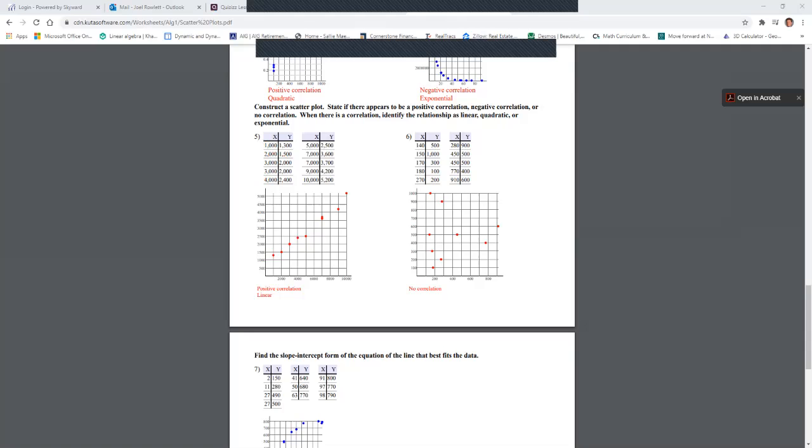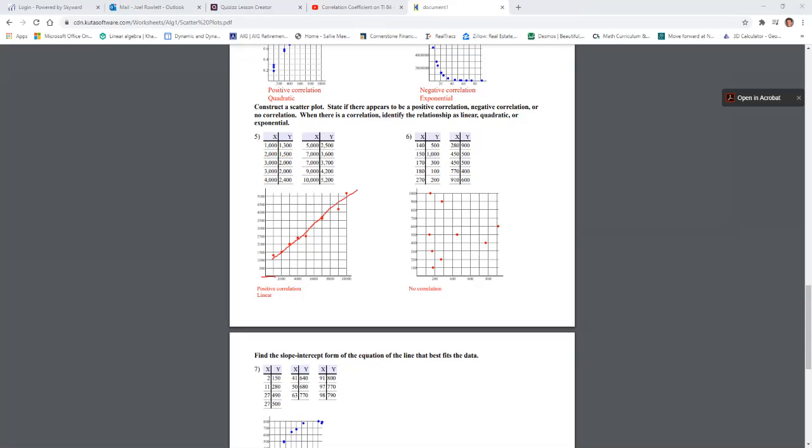And we can see that this is definitely a positive correlation, and it's almost linear, and that's why they have positive correlation and linear. In fact, this is very linear, I would say that this has an R value that is very close to 1.